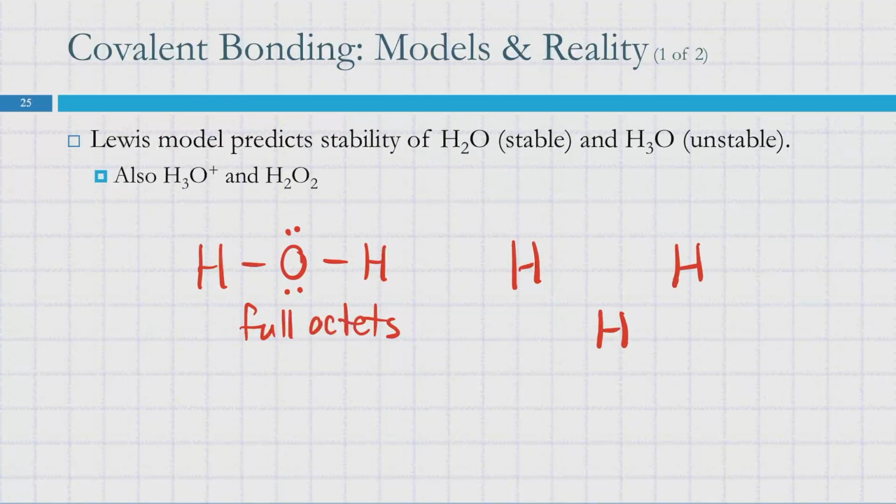H3O, on the other hand, would look like this: 1, 2, 3, 9, 2, 4, 6, 8. We would have to shove an extra electron in there somewhere. And that's not going to be stable. Oxygen now has 9 electrons, or we have to give one of the hydrogens another electron. That doesn't really work.